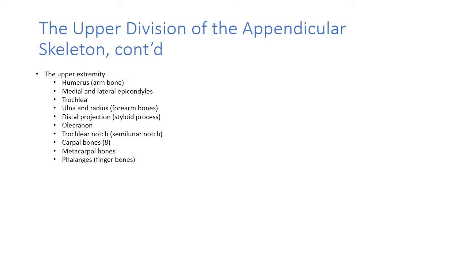The carpal bones, there are eight of them. These are the bones that make up the wrists. The metacarpal bones are the bones that make up the hand, and the phalanges make up the fingers. We have a question here to check your understanding. Where is the olecranon?